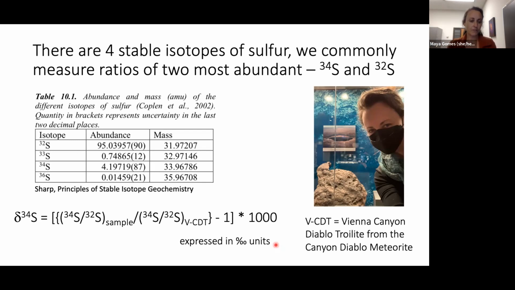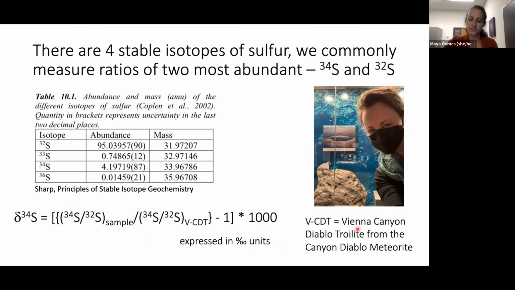Okay, so we quantify sulfur isotopes as the ratio of sulfur 34 to sulfur 32 in your sample, normalized to a standard. It is a really small value, and so we multiply it by 1,000, so it's a number that we can think about. And we express it in per mil units as a deviation out of 1,000. So percent is deviation out of 100, per mil is deviation out of 1,000.